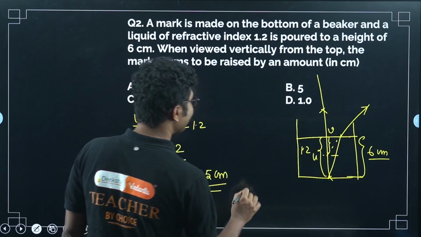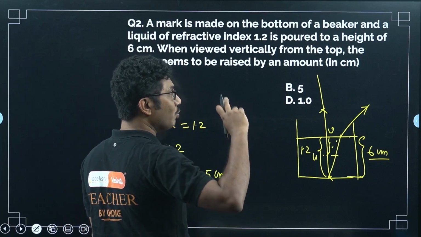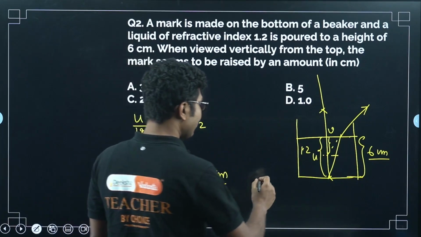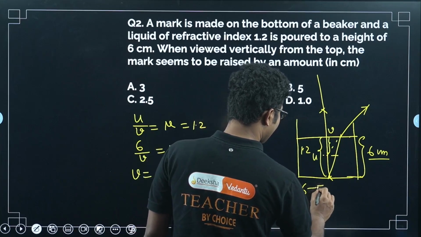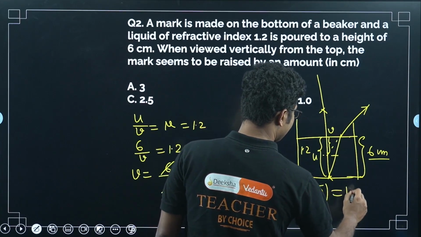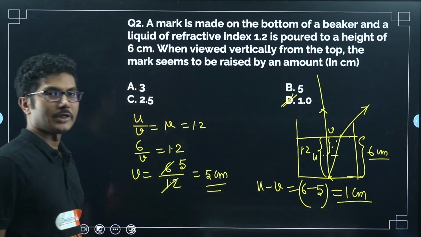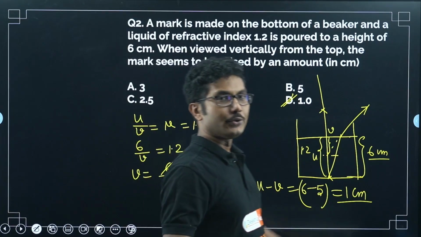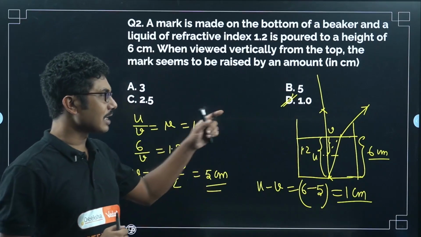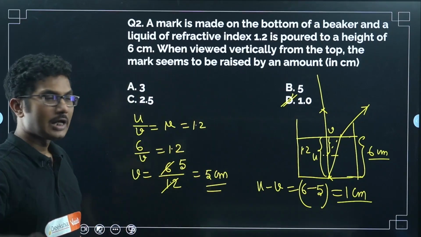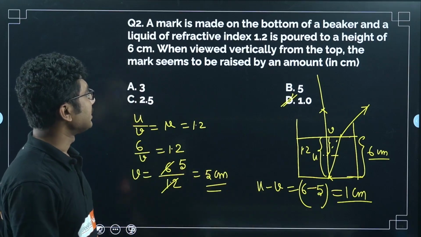But if you answer 5 centimeter, you will get it wrong, because the correct answer is how much it is raised. So raised was u minus v, that is 6 minus 5, that is 1 centimeter. So the correct answer is 1 centimeter, not 5 centimeter. If you have answered 5 centimeter, you are partially correct, but your answer is not correct, because they have not asked you for 5 centimeter, they have asked you how much it is raised, and that is 1 centimeter. Read the question, understand it before answering.